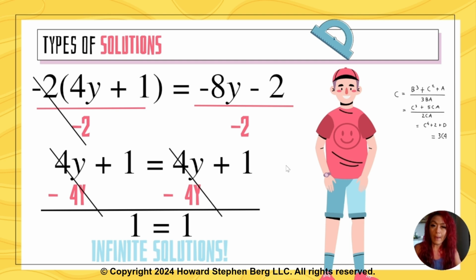So I just want to backtrack a little bit. When you get to this point right here, 4y plus 1 equals 4y plus 1, and you notice both sides of the equal sign are exactly the same, you can stop right there and you can already say this equation has infinite solutions. But you can continue to solve all the way to the end to get 1 equals 1. It doesn't matter. It all depends on what you notice as you're solving.